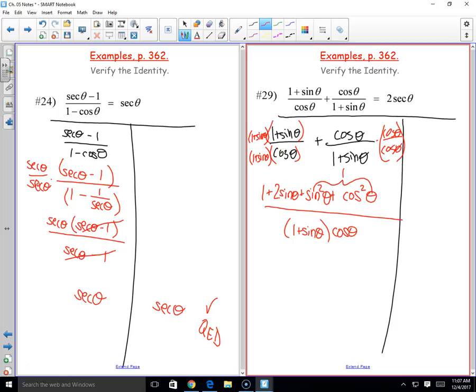Wait, 2 plus 2, can't I pull out a 2? Now pause. Sine squared plus cosine squared is? 1 plus 1 is? 2. They both have 2 still? Factor. I'm not trying to skip lots of steps, but I'm also not trying to confuse.